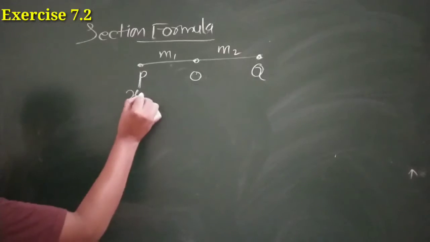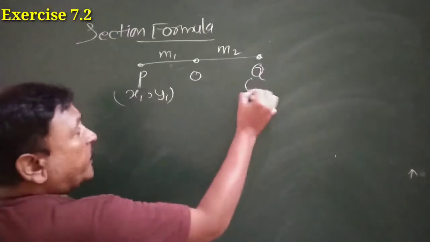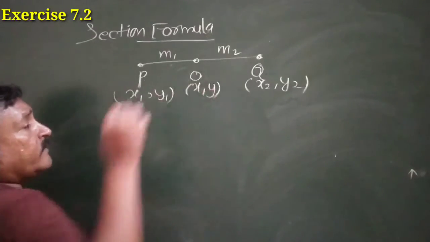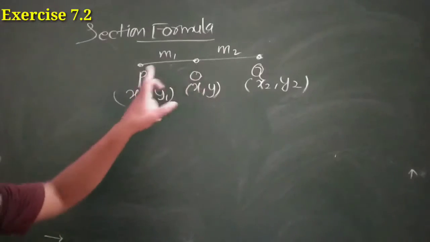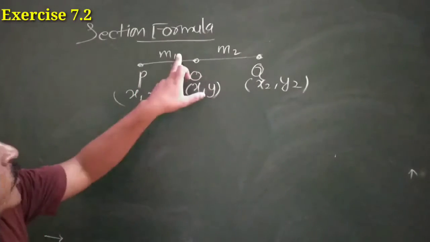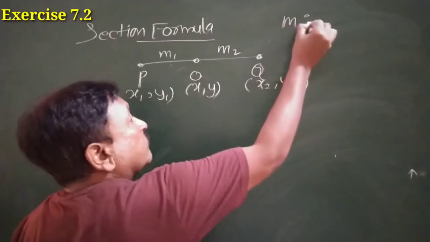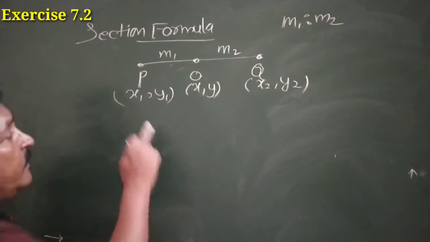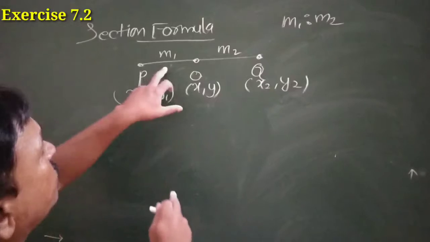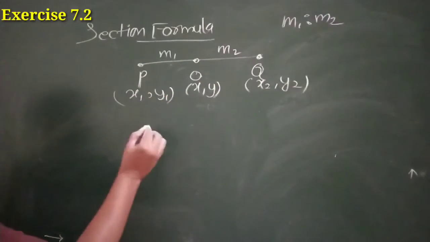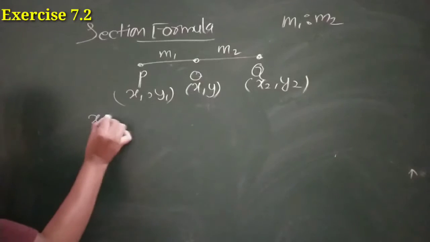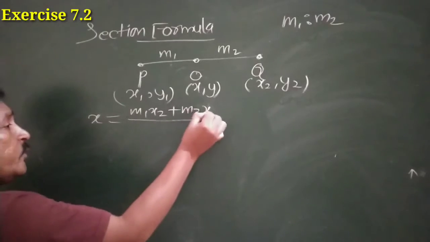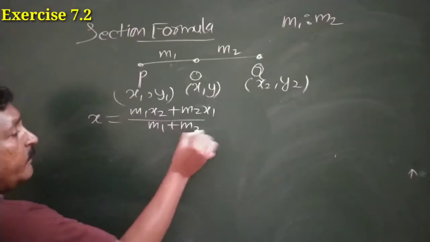The coordinates of P are x1, y1, the coordinates of Q are x2, y2, and the coordinates of O are x, y. This point O is dividing the line segment PQ in the ratio m1 to m2. So, the relation between x1, y1, x2, y2, x, y, m1, m2 is given by a formula. The formula was x equals m1 x2 plus m2 x1 upon m1 plus m2.